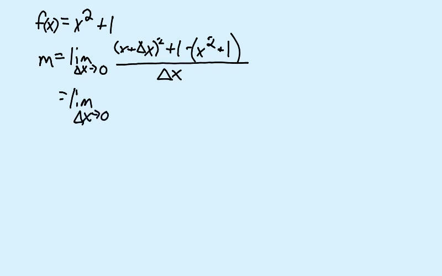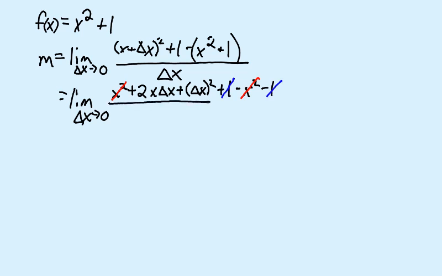Now, going ahead and distributing everything, I have x squared plus 2x delta x plus delta x squared plus 1. And then I distribute the negative sign into the second set of parentheses for f of x. And this is so I can do my cancellations. So you can see my x squareds will cancel out and my 1s will cancel out. And then I'm going to divide this whole thing by delta x.